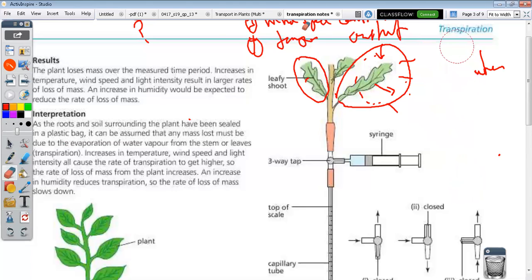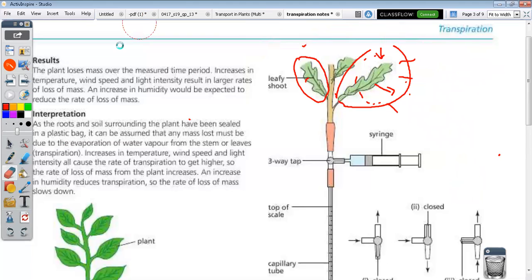Temperature? Not really. For temperature, just like your photosynthesis, we can use a light source. We measure the distance, then we change the distance. If the light source is closer, of course, you give it time to adjust, it means a higher temperature. You expect the transpiration rate to be greater.